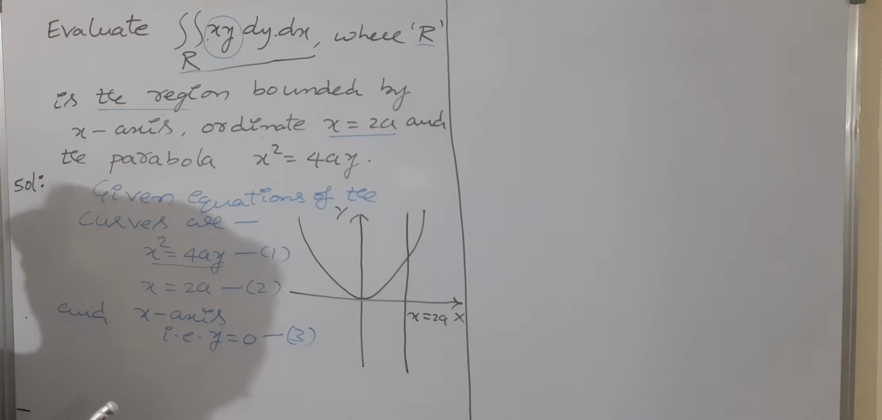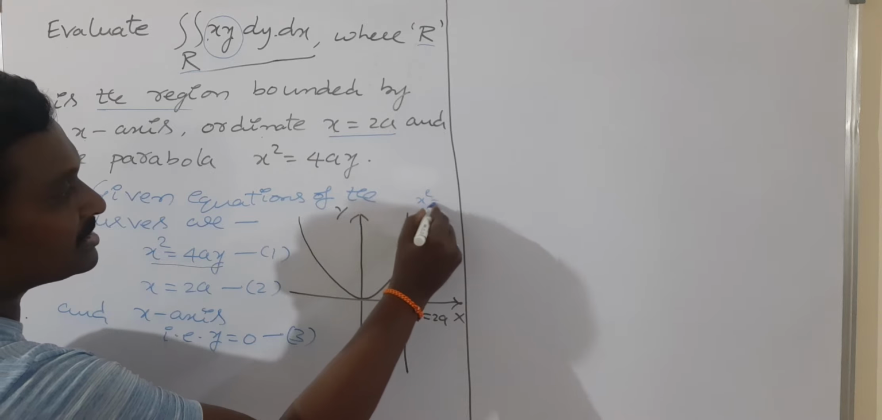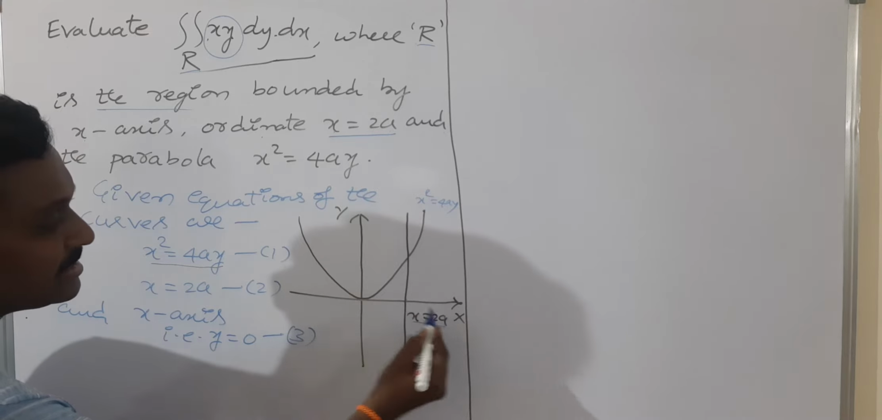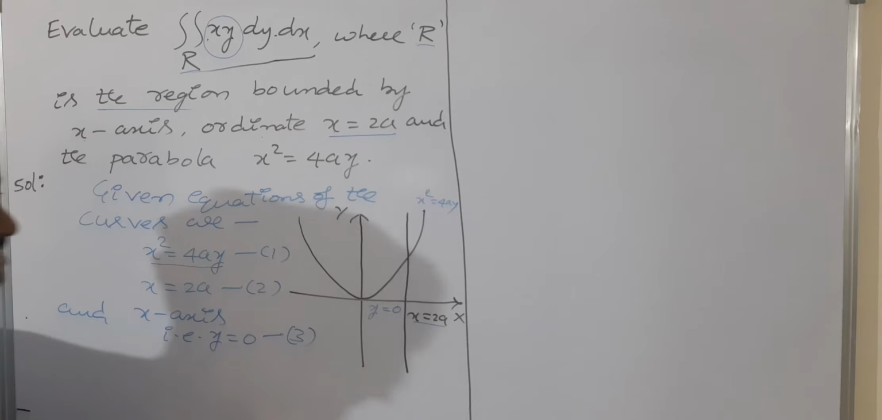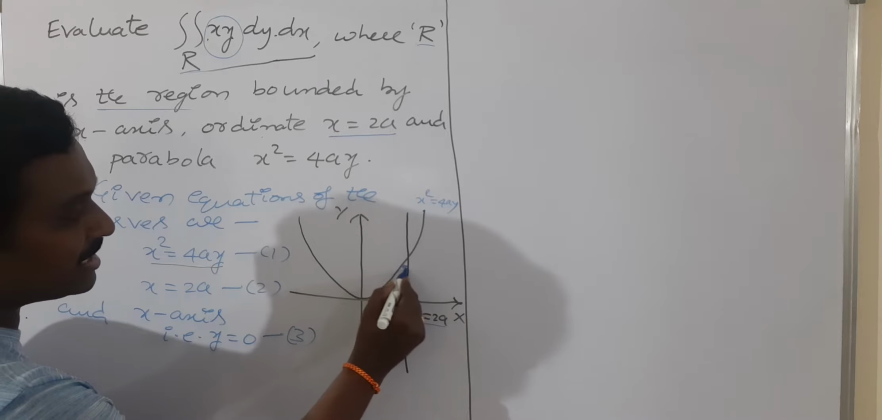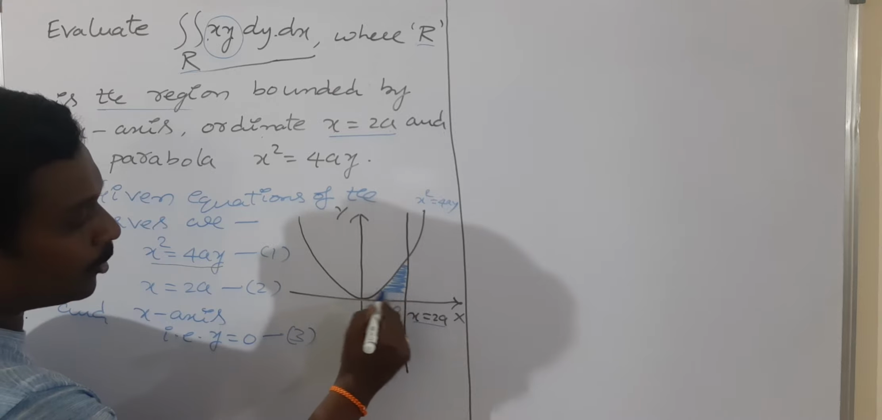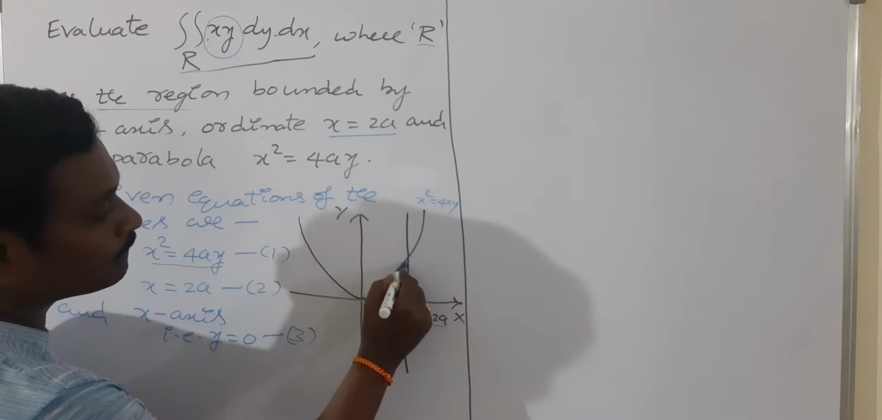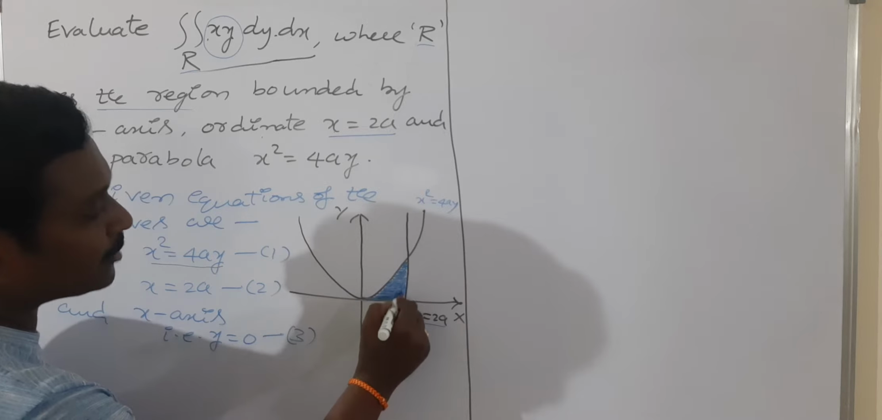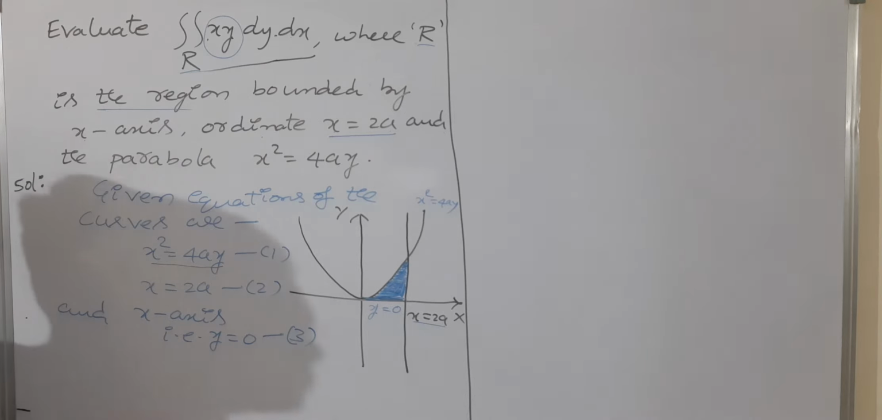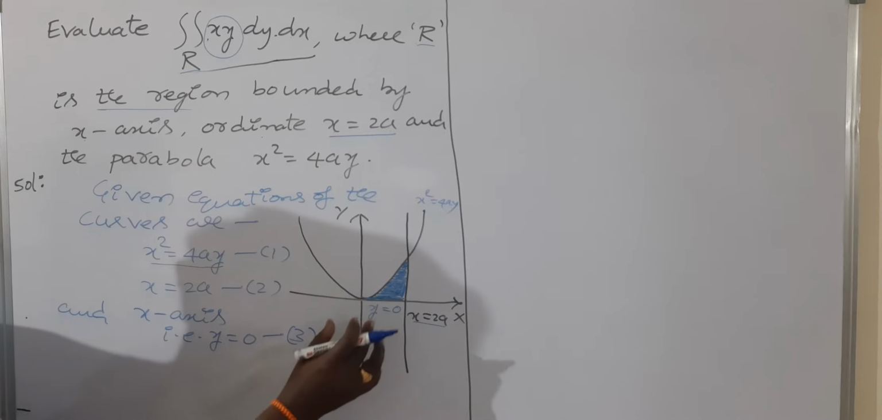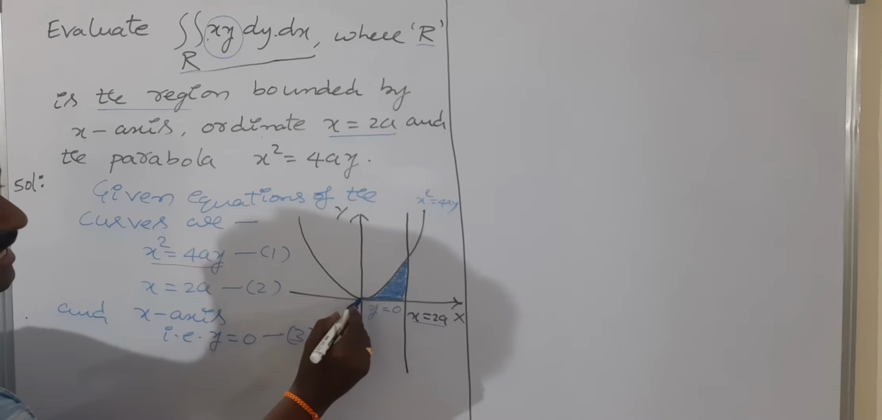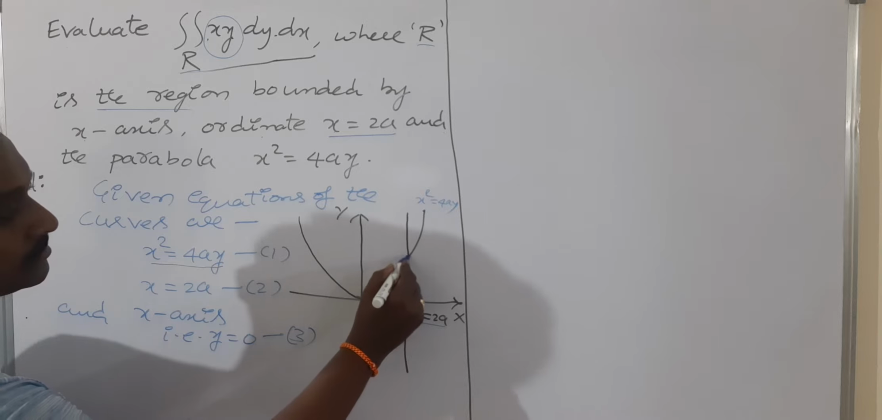Okay, so our region is bounded by this parabola x square is equal to 4ay and this straight line x is equal to 2a and the x-axis whose equation is y is equal to 0. So please shade the region bounded by these curves. This is our given region. In this region we are going to find the integration of the function. Before finding the integration we should find the limits, nothing but we should find the intersecting points of the region.